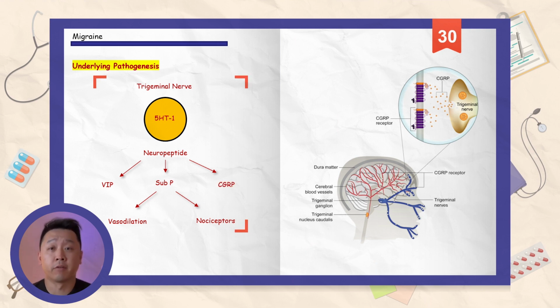So on the left of our slide, we have a roadmap visualization of the pathogenesis of migraine. And then to the right, we have a 3D spatial pictorial of how the release of neuropeptide from the trigeminal nerve can transpire into the vasodilation of the cerebral blood vessels.